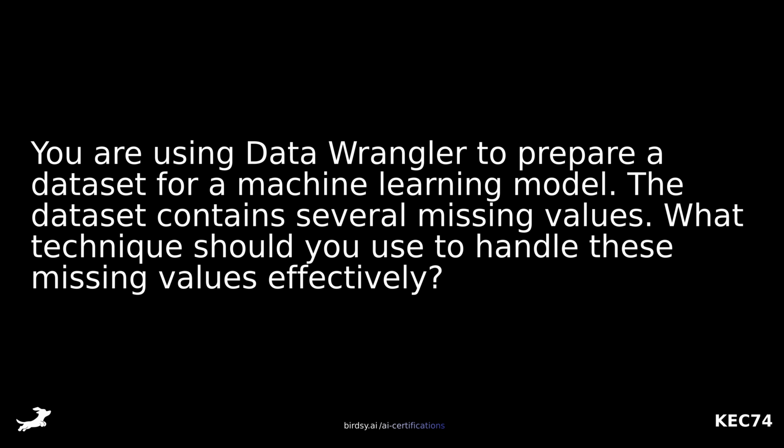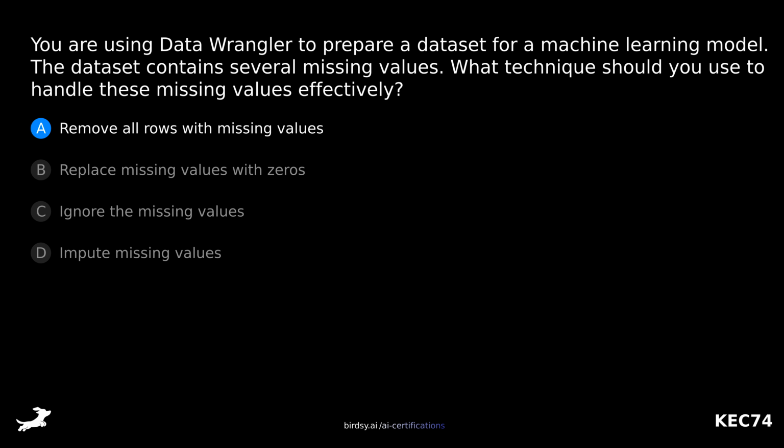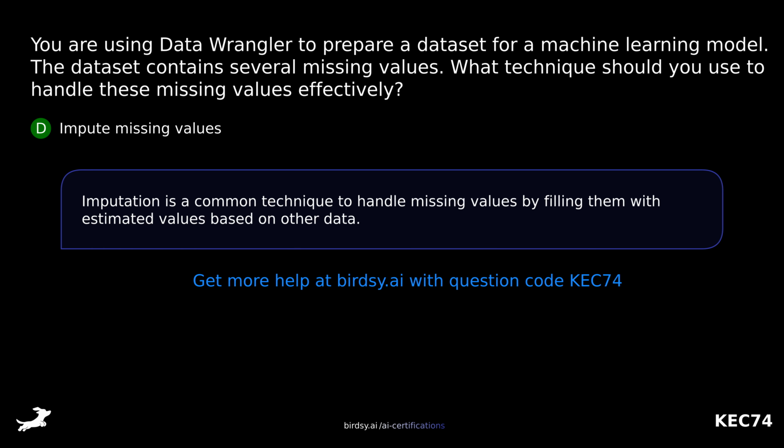You are using Data Wrangler to prepare a dataset for a machine learning model. The dataset contains several missing values. What technique should you use to handle these missing values effectively? Is it A, remove all rows with missing values? B, replace missing values with zeros? C, ignore the missing values? Or D, impute missing values? The answer is D, impute missing values. Imputation is a common technique to handle missing values by filling them with estimated values based on other data.